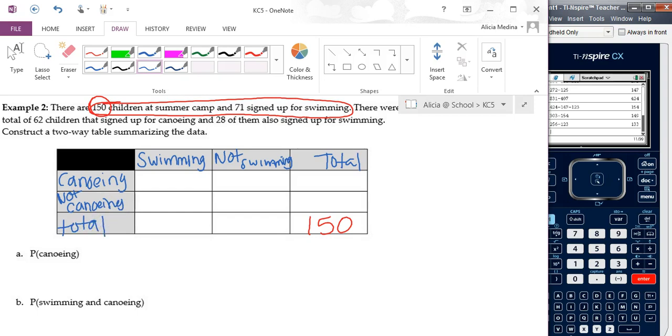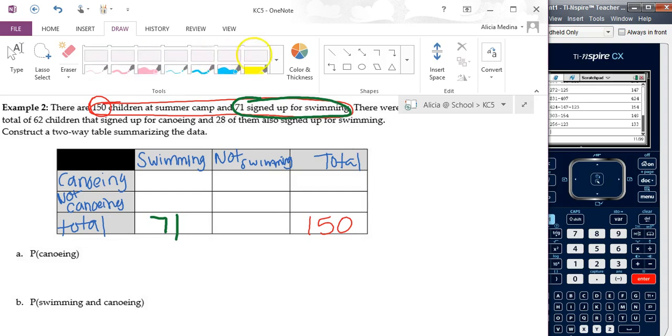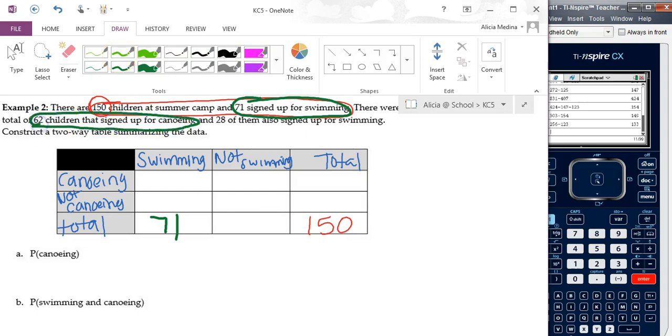So now we have to work back a little bit here. So there are 150 children at camp, and 71 of them signed up for swimming. So this is just swimming total, right? How many signed up for swimming? 71. There were a total of 62 children that signed up for canoeing. This one. So 62 children that signed up for canoeing.